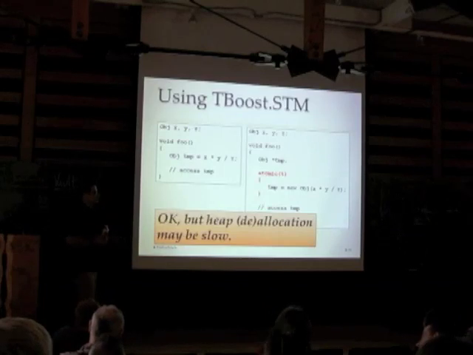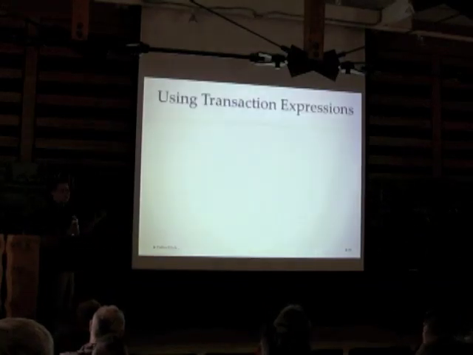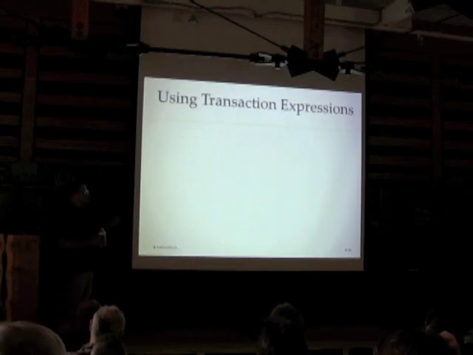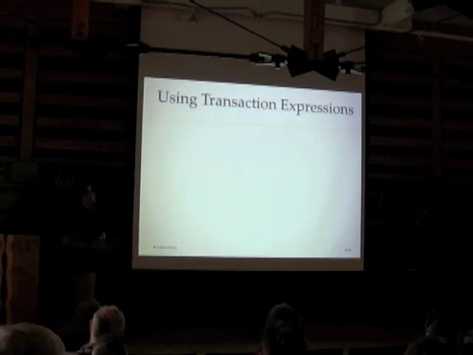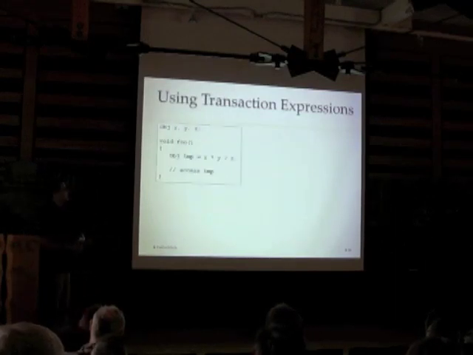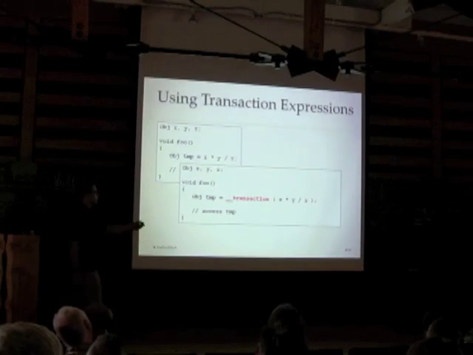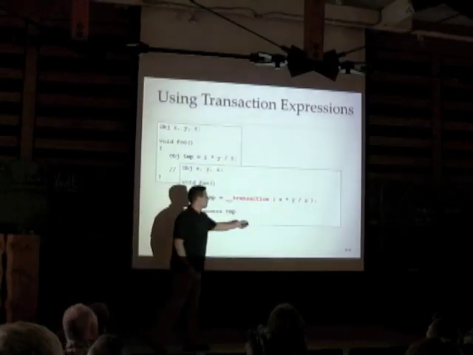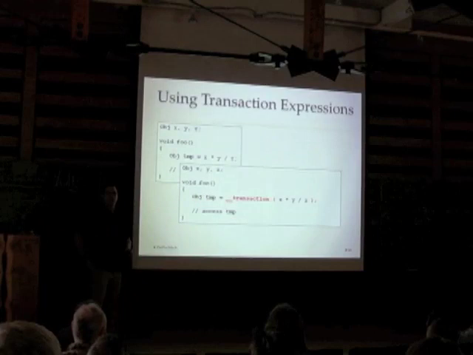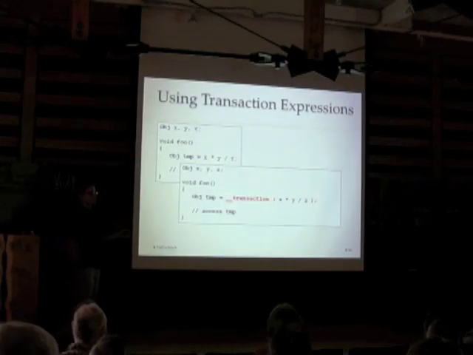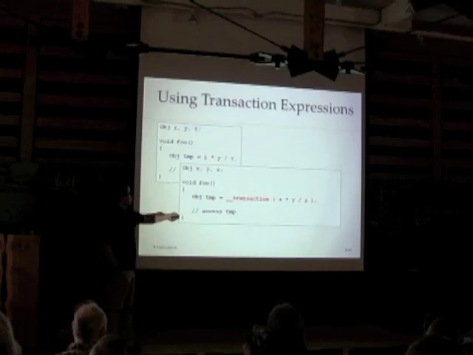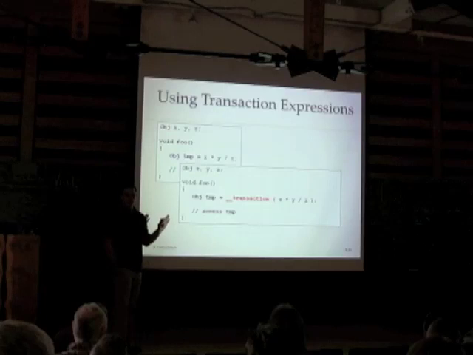That's an excellent solution. The reason why I actually show this example is to demonstrate transaction expressions, and thank you for that. Transaction expressions effectively get us just what we want: the transaction wraps just the expression over here. This is all that it wraps. And what's really nice about this, from purely an aesthetic standpoint, is that it relatively mirrors the original code. There's almost no changes.